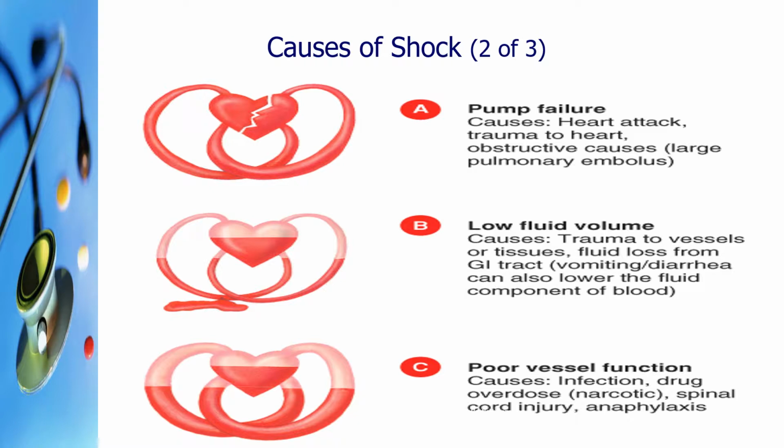Take a look at what happens when pump failure happens. When the heart is not pumping right, you could get a heart attack. You could get obstructive causes, like a pulmonary embolism. Low fluid volume is caused by trauma to vessels or tissue. Poor vessel function is caused by infection, drug overdose, like narcotics, or spinal cord injury.